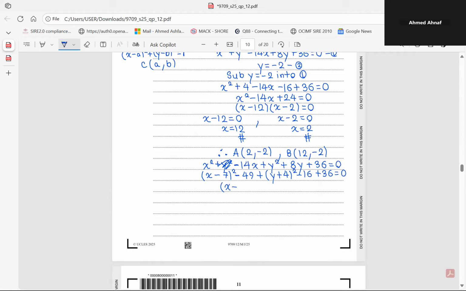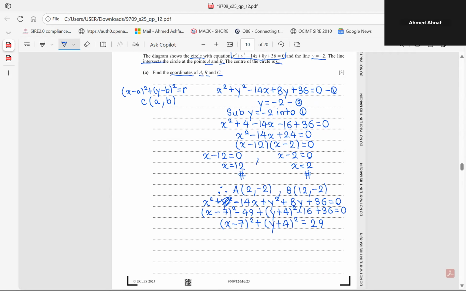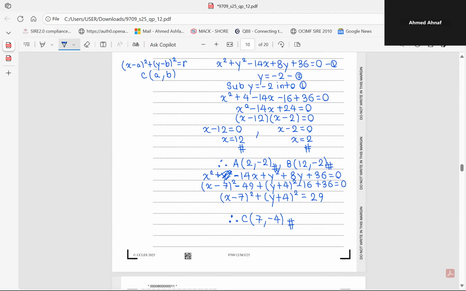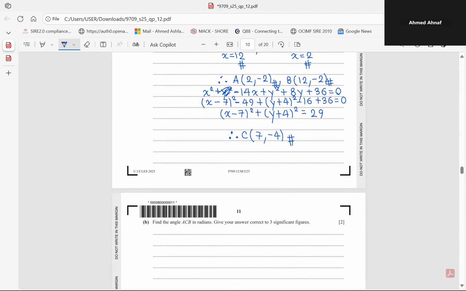So we'll have (x minus 7) squared plus (y plus 4) squared is equal to 49 plus 16 minus 36 equals 29. So this is our equation of circle in this form. So hence we can clearly see that our center is (7, -4). So this is our final answer for A, B, and C. So now we can head on to the next part.